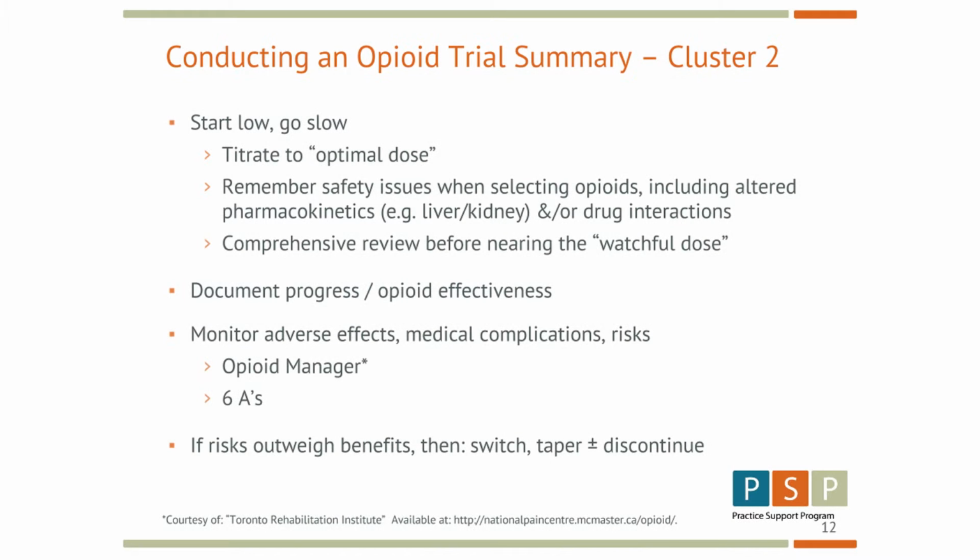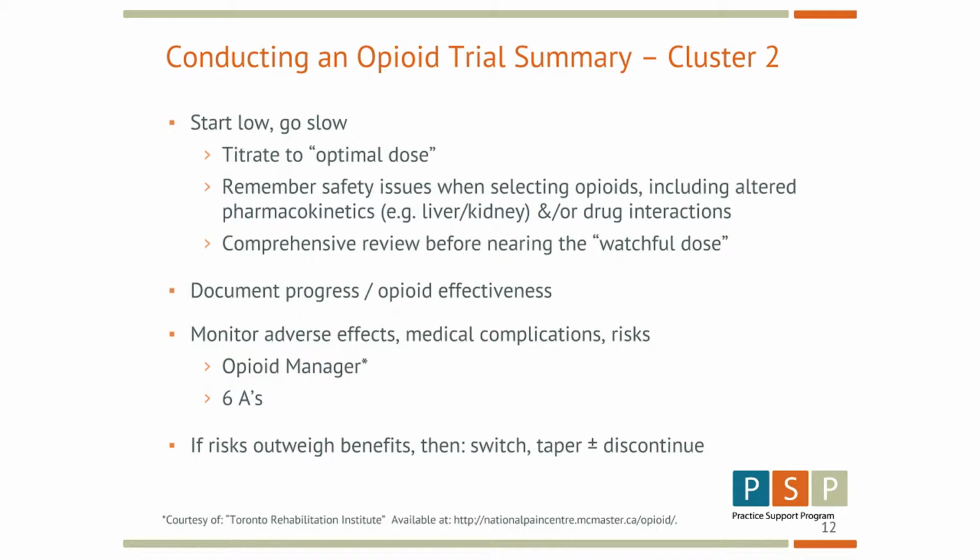So in the National Opioid Use Guidelines, Cluster 2 is the second phase of information, where they're just summarizing how we monitor and start this trial. The principles always hold true. You want to start low dose, go slow, titrating up, and looking at some optimal dose. And optimal dose doesn't mean perfect.